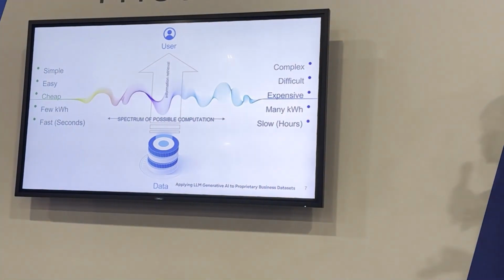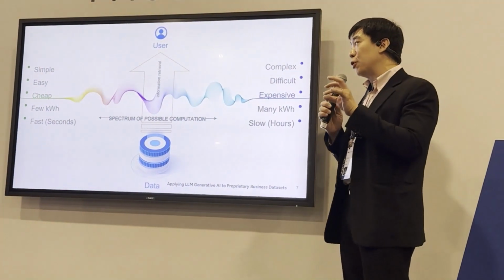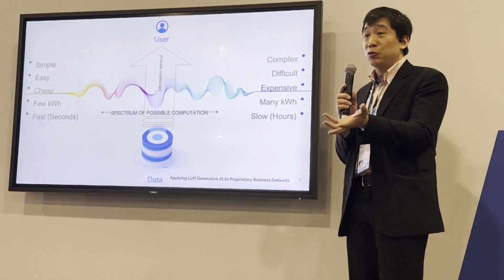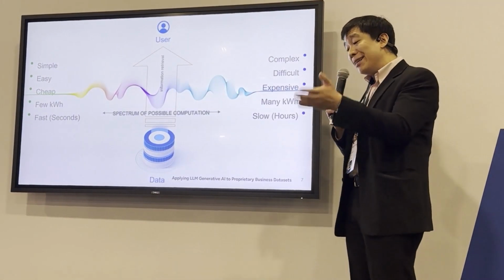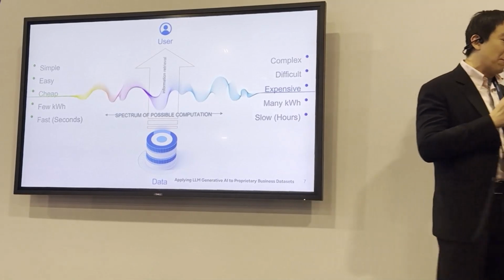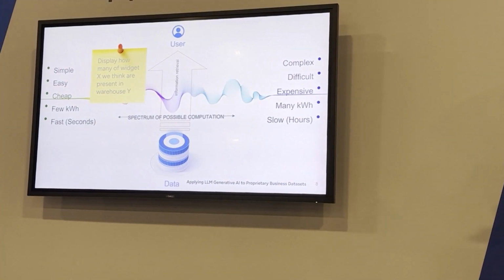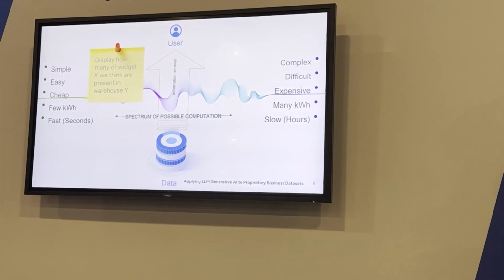To understand what's going on here, we have to think about what computers are actually doing most of the time. And it's actually really quite simple. We're just retrieving information, right? So if I go into a database and ask a very simple question, for example, how many of a certain widget exist in the warehouse, it does that very quickly.